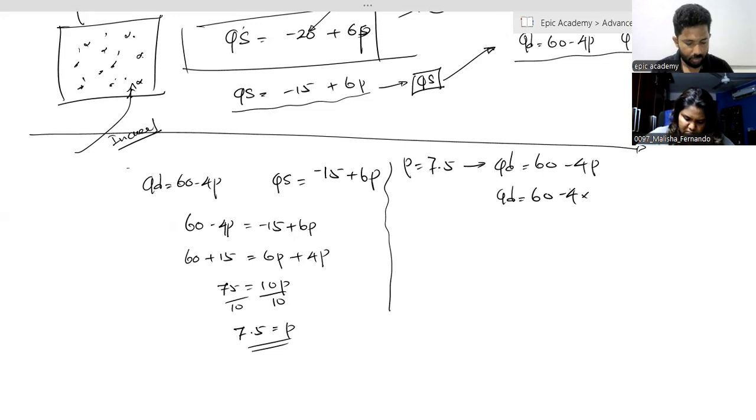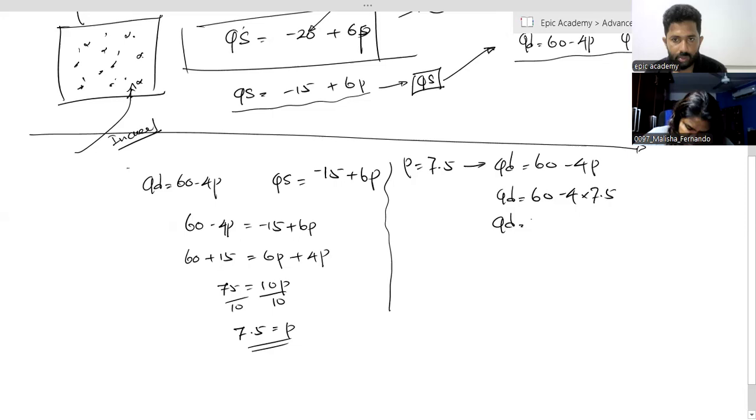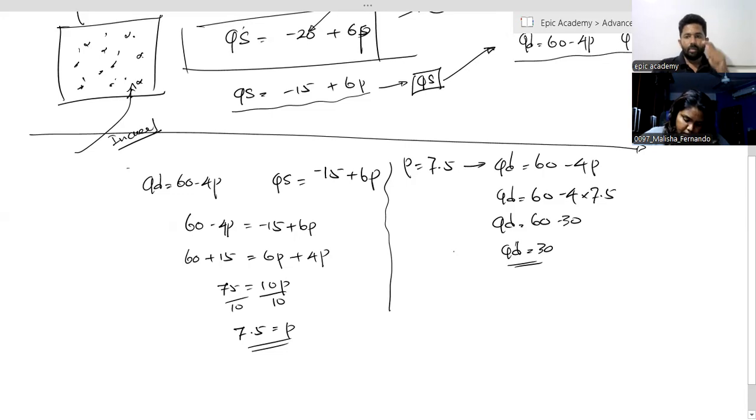4 multiplied by 7.5 is 30. So then QD equals 60 minus 30. QD equals 30. Are you okay with that one? Yes, sir. Then what happened? Price reduced, and quantity demand increases. That's what happened.